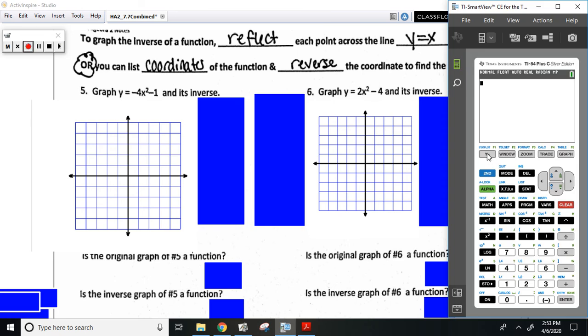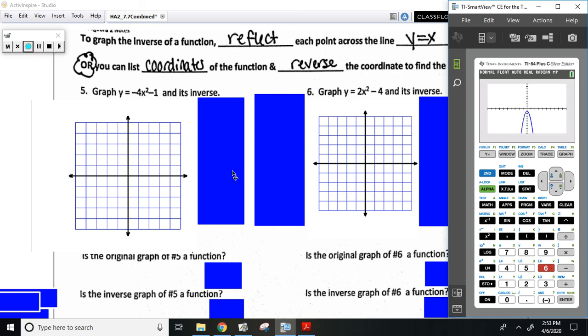So on our graphing calculator, we'll press our y equals button. I'm going to go ahead and clear out anything I've typed in. And we'll type in the equation negative 4x squared minus 1. Always start out with zoom 6 as a good window. And as you can see, it is a downward facing parabola.